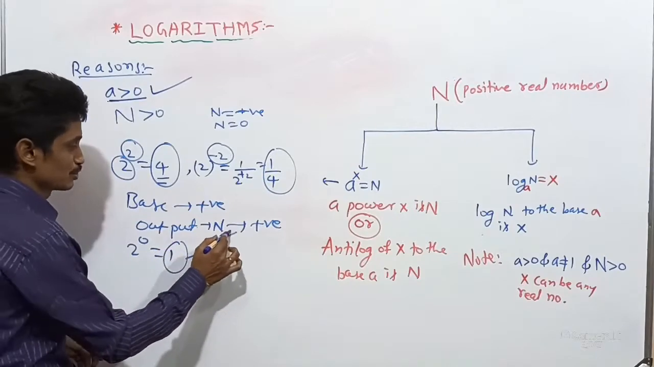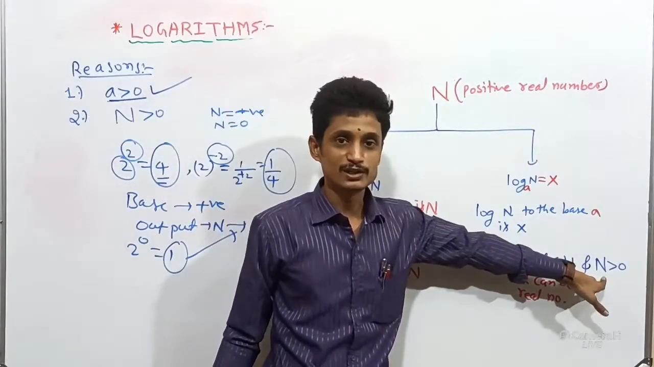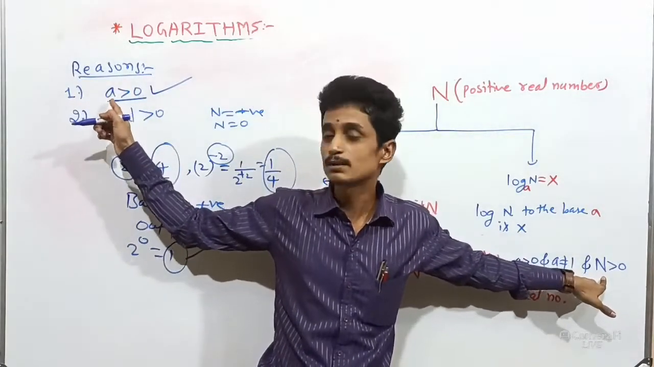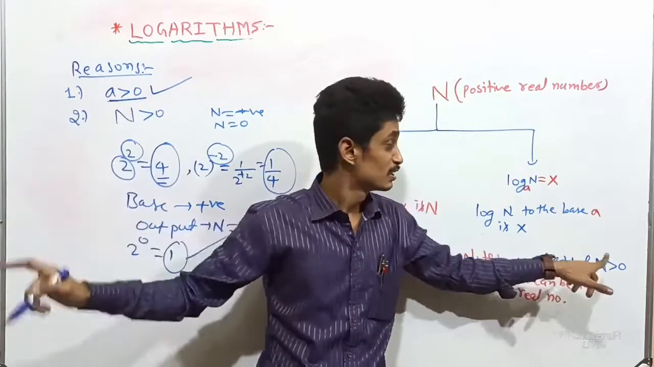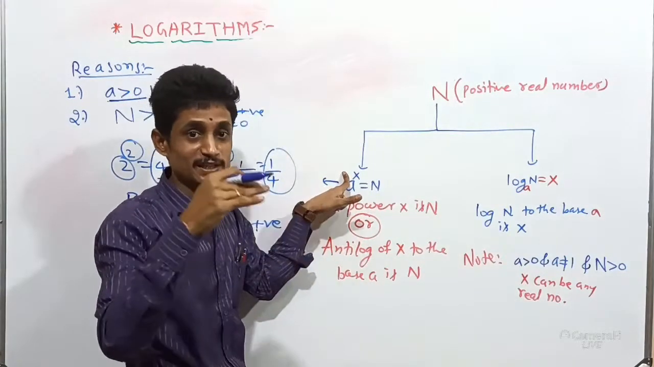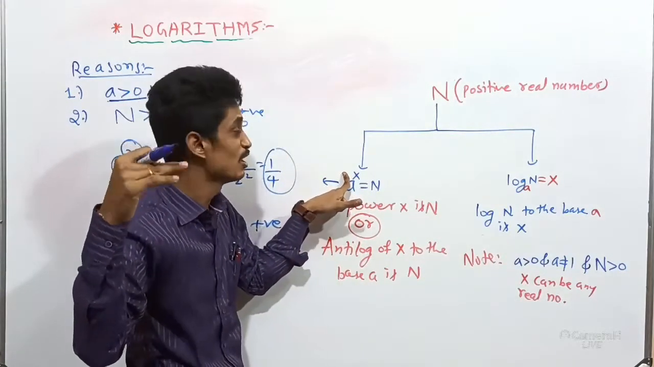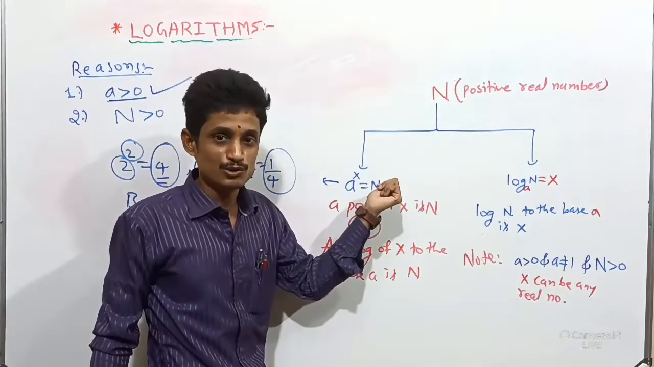This is also a positive quantity. That's the reason n is greater than 0. When your base a is a positive quantity, the power x can be anything. It can be positive or negative or 0. Then your output will always be a positive quantity.